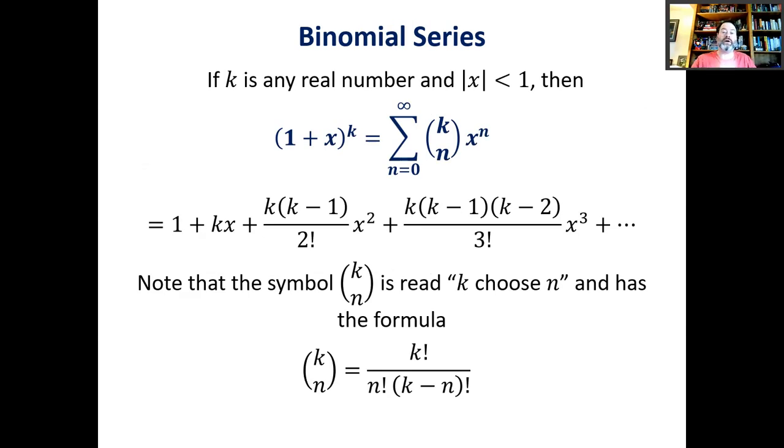All right, next up is something called a binomial series. This is a special kind of power series. And it has this formula. So if you have 1 plus x to any real number power, it doesn't have to be a whole number, then this is the power series. It's just k choose n, x to the n.